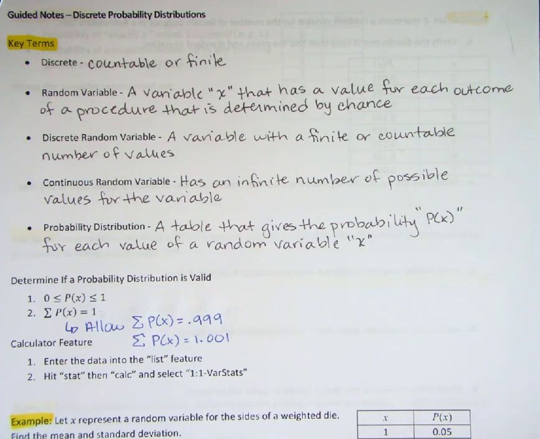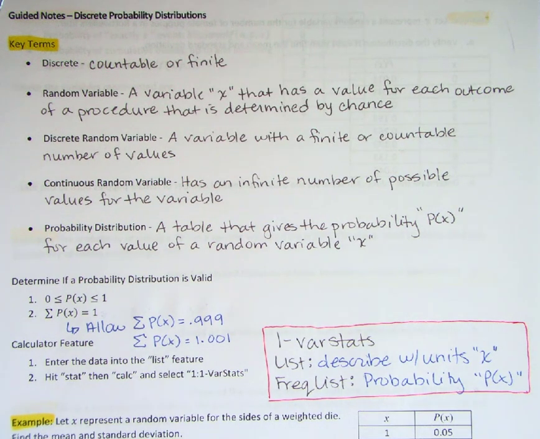We're also going to be using the 1-Var Stats calculator feature. Unlike what we did before, where we used only the list feature, we're also going to be using the frequency list. When describing on your paper the calculator feature you are using, you will write down 1-Var Stats. In the list feature, you describe with units what x represents. And in the FREQ list, you are going to have the probabilities, or the P of x values.